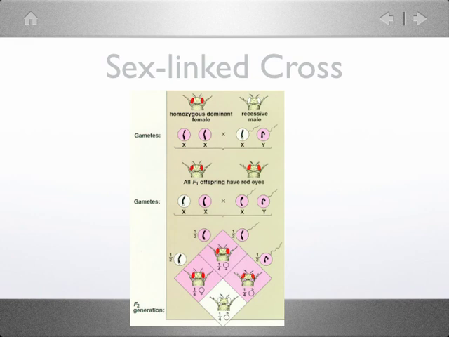And then all F1 offspring have red eyes, so that is similar to Mendelian genetics. And now in the last generation, you do get a 3-to-1. That's what you'd expect in Mendelian. But now you're seeing a difference with how males and females get it, and that is a non-Mendelian thing.